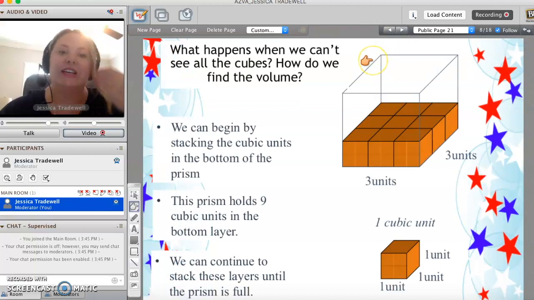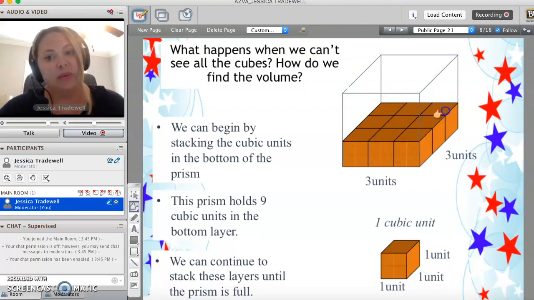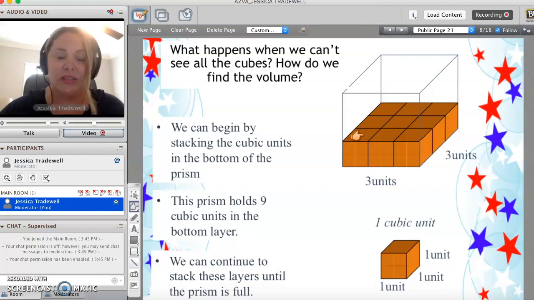So let's start looking at stacking our cubes and building up our volume. We can begin by stacking the cubic unit to the bottom of the prism. And this is when it gets tricky, when we can't see how many cubes are in the middle. So that's why we're always going to look at the sides. You can see right here we have 3 units, and on the side we have 3 units. If you count them, 3, 6, 9, you would see there's 9 cubes in the bottom of that prism. The bottom layer holds 9 cubes.